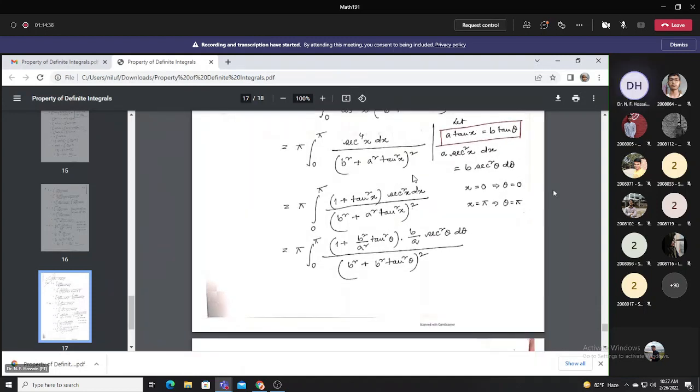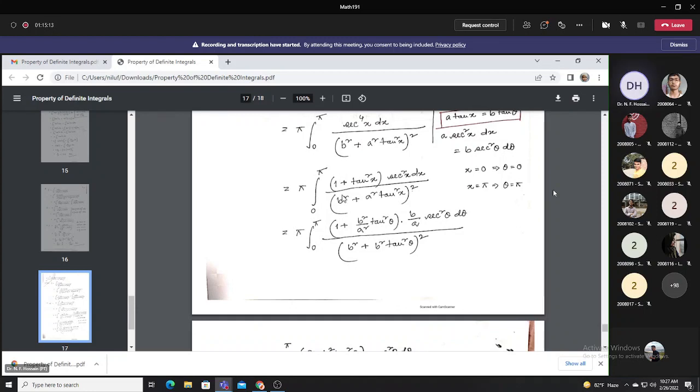Okay, so now integration 0 to pi sec to the power 4x dx. Let us write sec to the power 4x as sec square x into sec square x, and one sec square x can be written as 1 plus tan square x. And this sec square x dx can be replaced by b by a sec square theta d theta. And here 1 plus b square by a square tan square theta. And in the lower part, b square plus a square into, since a tan x equal to b tan theta, b square tan square theta.